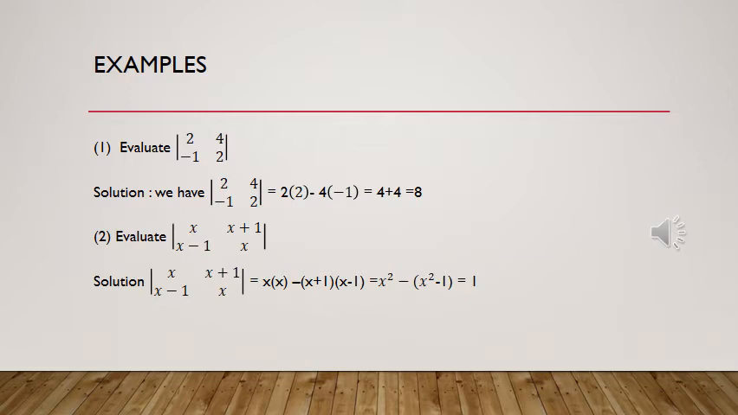Another example, evaluate the determinant with rows x, x plus 1 and x minus 1, x. Here the principal diagonal elements are x and x. Its product is x square. Then minus the product of the elements along the other diagonal, x plus 1 into x minus 1, that is x square minus 1. So x square minus of x square minus 1. On simplification, its value is 1.